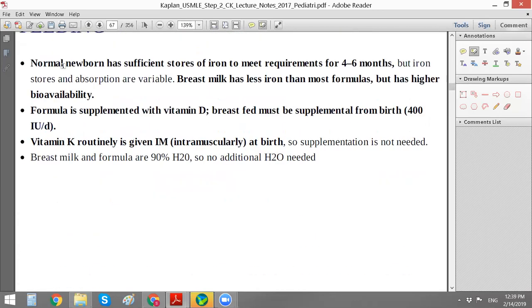Feeding. A normal newborn has sufficient stores of iron to meet requirements for 4 to 6 months, but iron stores and absorption are variable. Breast milk has less iron than most formulas but has higher bioavailability. Formula is supplemented with vitamin D. Breastfed infants must be supplemented from birth with 400 IU per day. Vitamin K is routinely given IM at birth, so supplementation is not needed. Breast milk and formula are 90% water, so no additional water is needed.